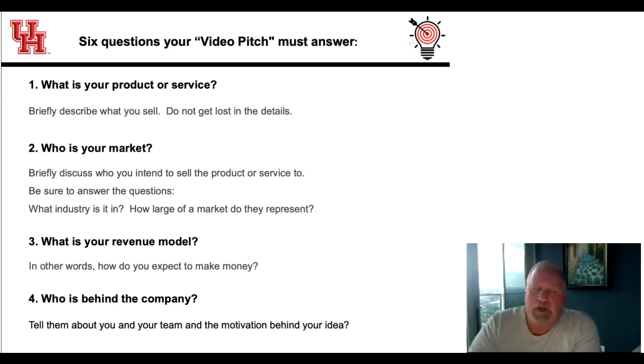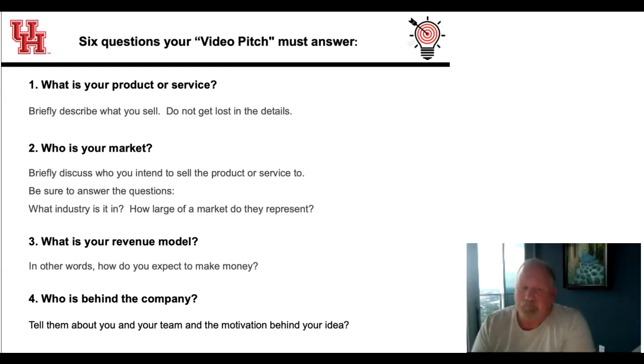Number 2, who is your market? You need to briefly discuss who you intend to sell the product or service to. So be sure to answer the question, what industry are you selling in, and how large of a market does this potentially represent? So how big is this marketplace? And you could talk a lot about how much of that market you think your product could potentially capture or fit within that marketplace, okay?